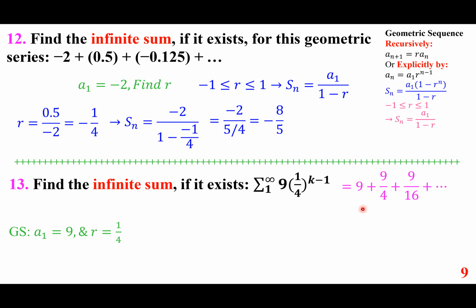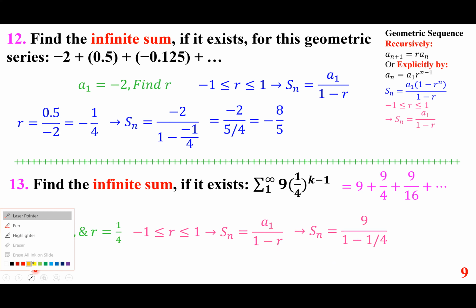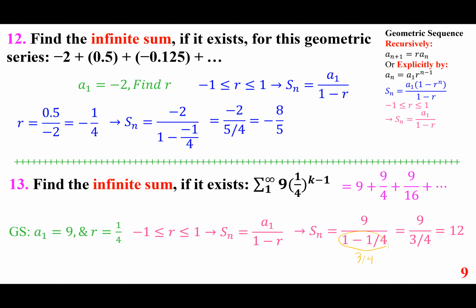Again, it's between negative 1 and 1, which means we can use the general sum when n goes to infinity of a sub 1 over 1 minus r. So let's plug in. Now this becomes 9 over 3/4, and then 4 times 9 is 36, divided by 3, or 12, because when you divide by a fraction, you multiply by its reciprocal.